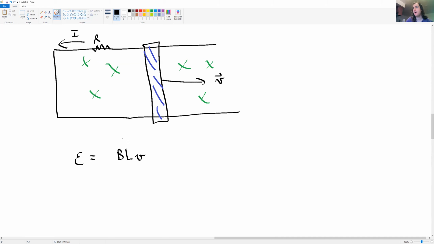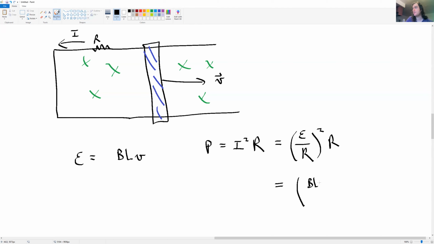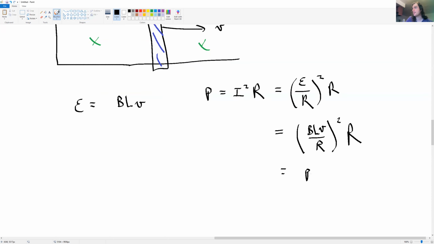then ultimately the power dissipated by this resistor can be calculated. And that power is given by, again, the expression I squared times R, and I is going to be E over R, quantity squared, times R. E is BLV, so BLV over R, quantity squared, times R. And of course, then this is going to be B squared, L squared, V squared over R.